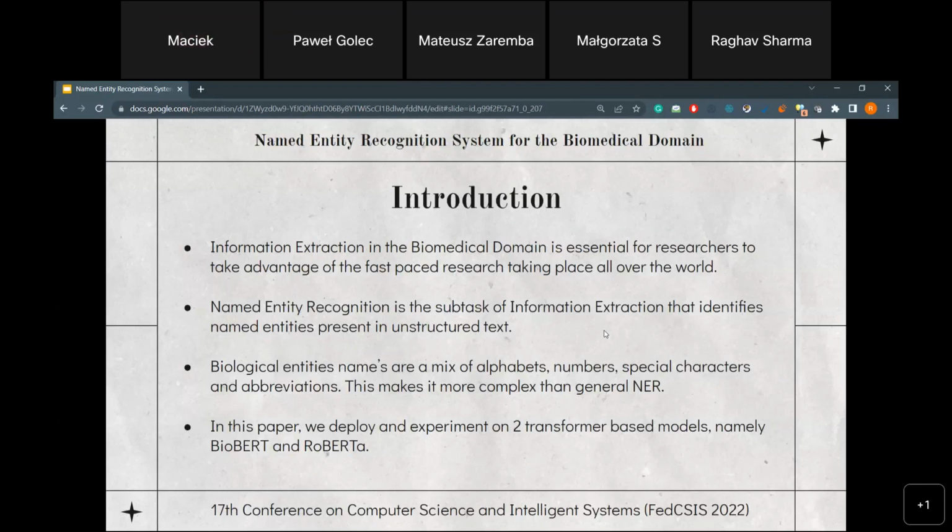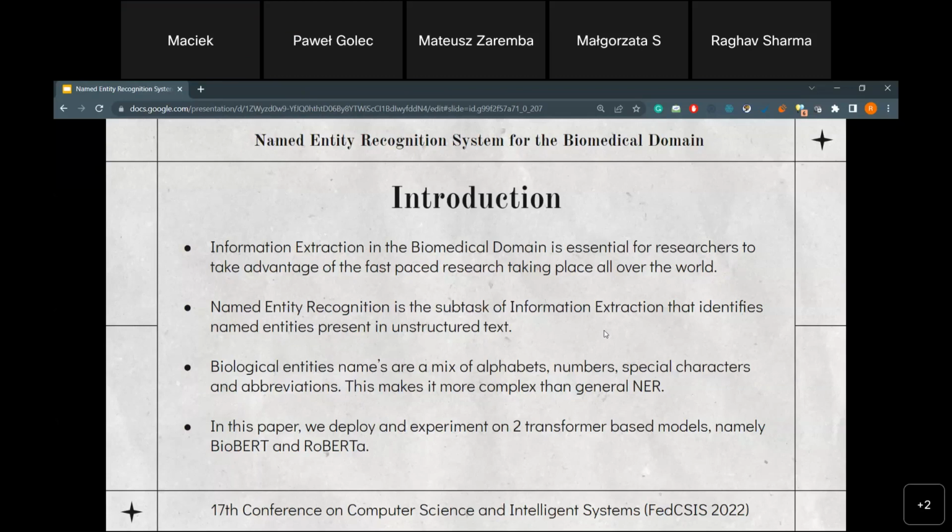In this paper, we have worked on named entity recognition, which is a subtask of information extraction that focuses on the identification of named entities present in unstructured text. Entities in the biomedical domain, however, have complex names, which are a combination of alphabets, numbers, and some special characters as well. Often, the same abbreviation or phrase can refer to multiple different identities.